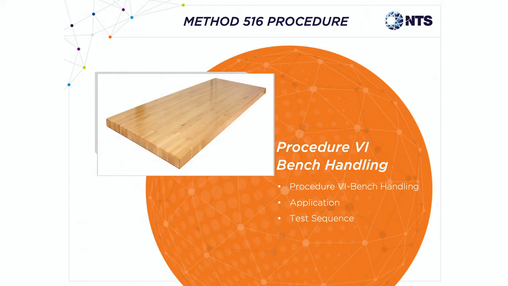P6. P6 is what we call a bench handling drop. It's more about when the unit's being worked on. So you open up the unit, you take the cover off, you go to slide your hand out, and inevitably the unit falls a little bit, right? Because of the clearance. So basically that's what we're simulating.